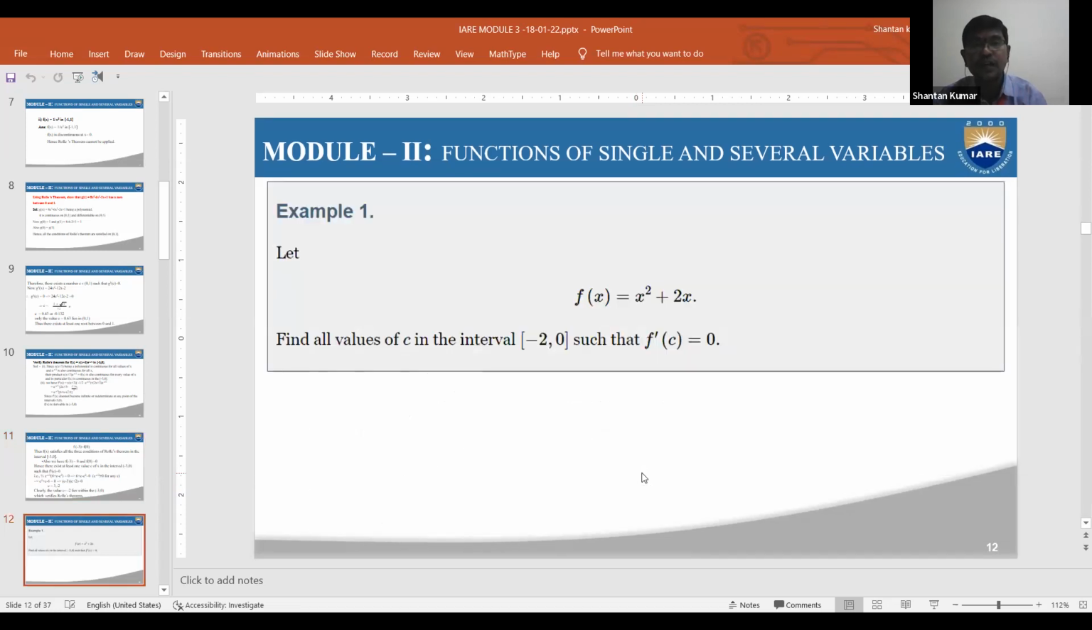Now, try to find out similarly, one by one. Everyone take one bite paper and also try to tell me. Find all the values of c in the interval minus 2, 0 such that f dash of c is equal to 0. First of all, is it continuous and differentiable, or are the conditions not satisfied? Tell me one by one, make it fast.